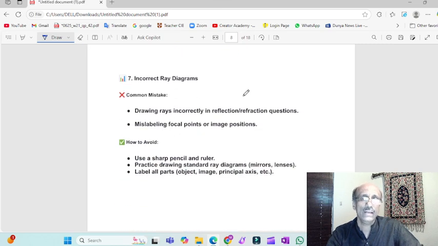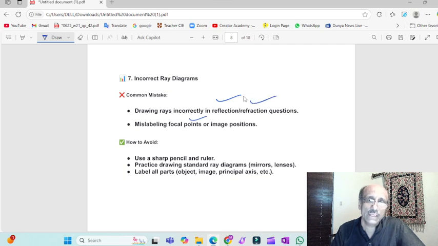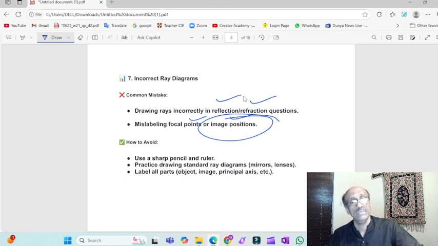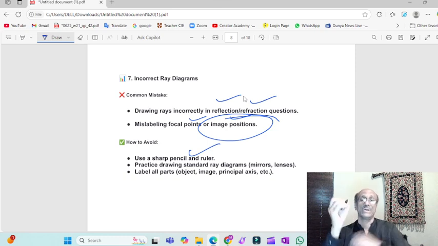After that, incorrect ray diagram, that is related with the light topic, for all the variants which I have explained earlier, that reflection and refraction and then lenses and focal point, and labeling is really, really very important. If you do not label the diagram, you will not get the marks. Use a sharp pencil and a ruler. So whenever you draw a diagram related with light, use a sharp pencil, because ultimately you have to calculate the angle as well.